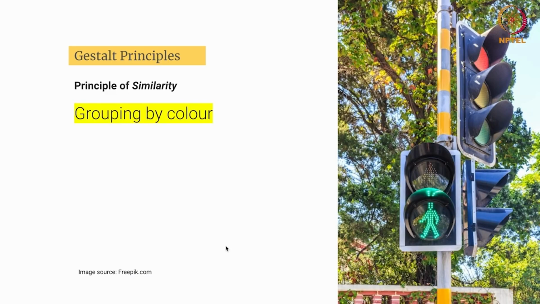Next, grouping by color also happens in our day-to-day life when we travel. So primarily people who are staying in cities, right, they can easily see those things in terms of traffic. So traffic lights again follow the principle of similarity in terms of grouping by color.